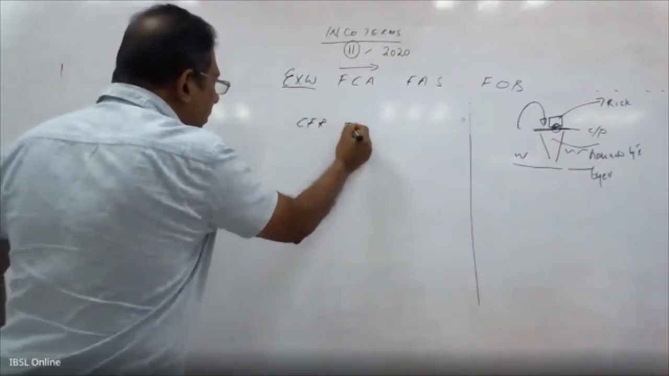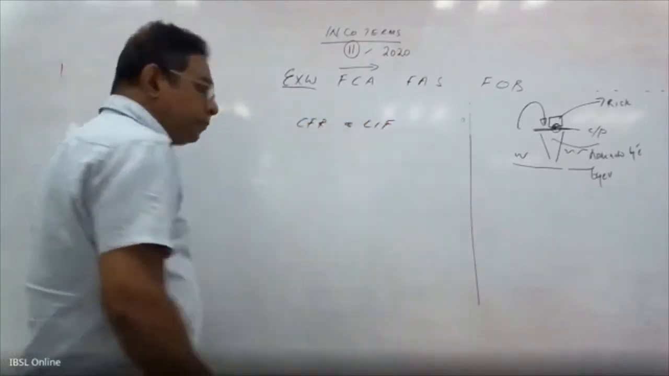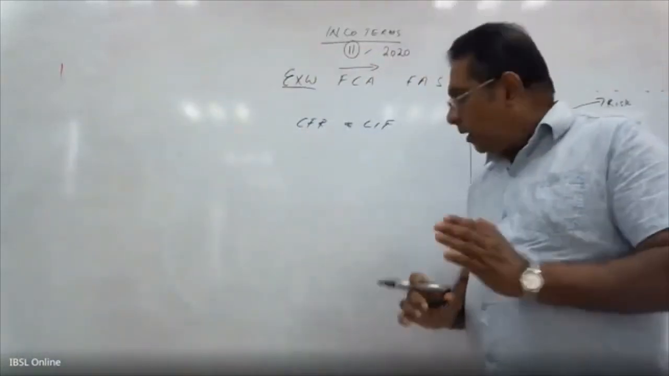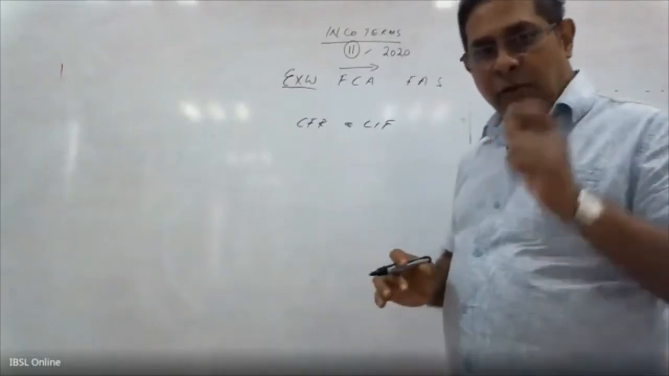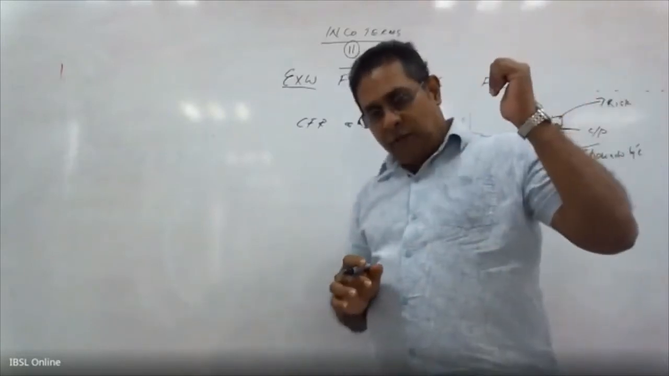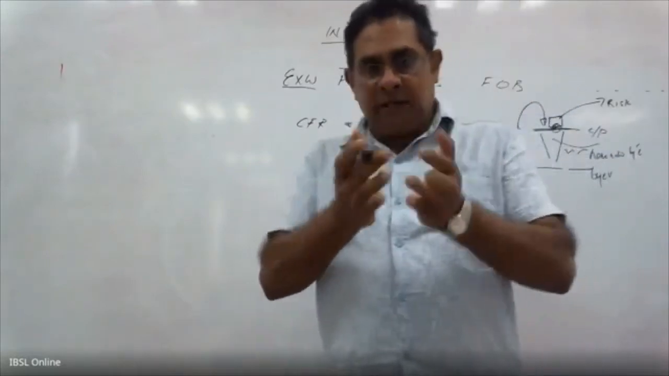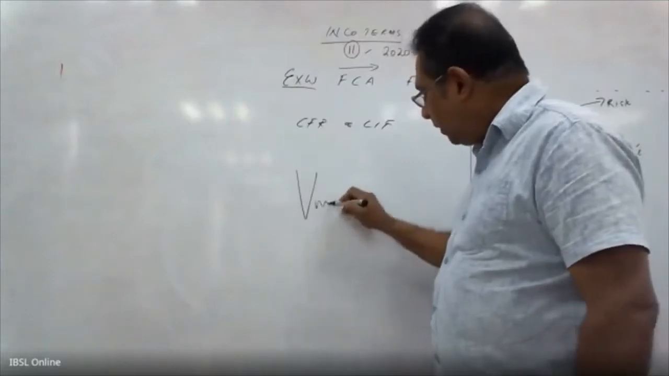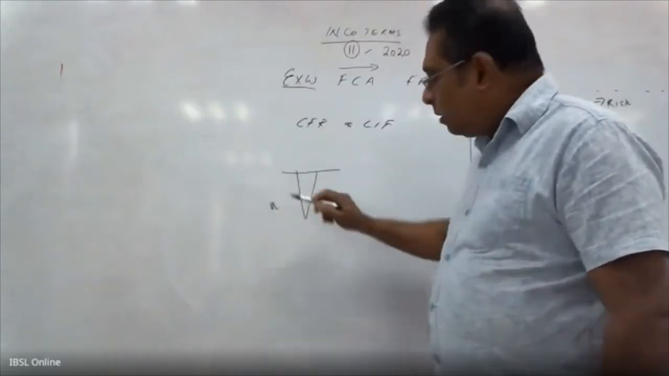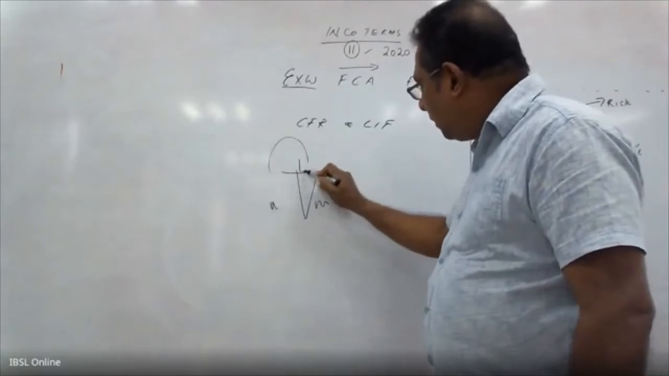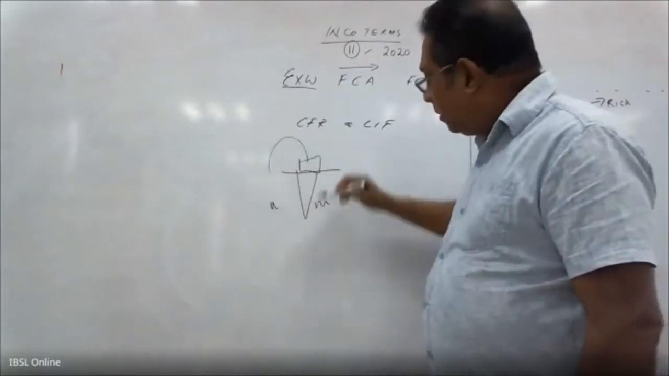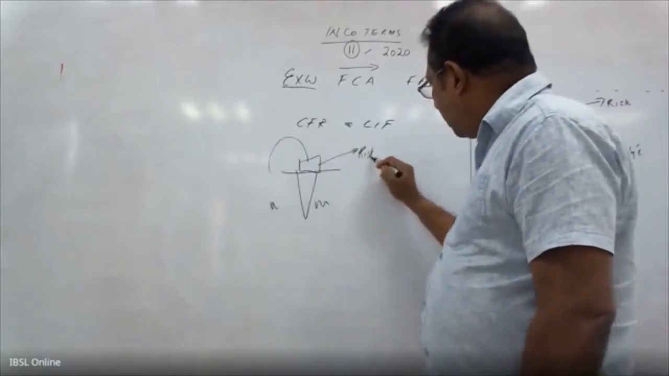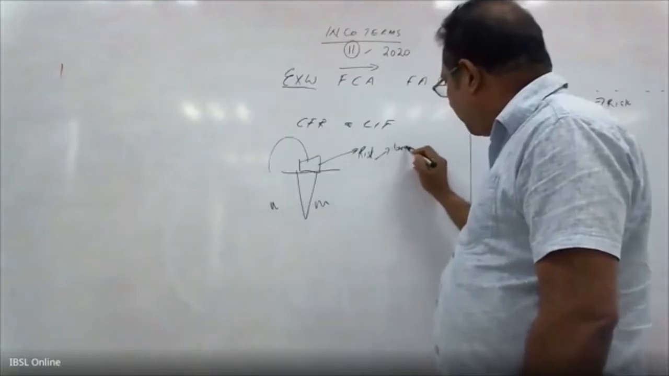CFR and CIF. In CIF and CFR, the risk passes on to the buyer like FOB when the goods are placed on board the vessel. So this is the vessel, this is the sea, and this is the deck. When the goods are placed on board the vessel, then the risk passes on to the buyer. Risk goes to buyer.